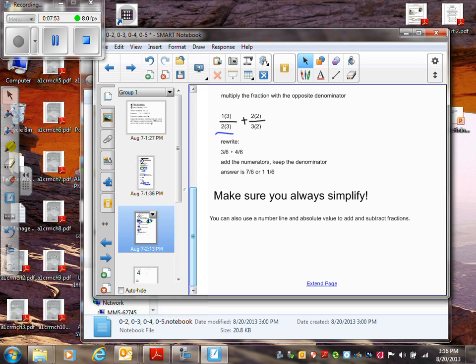You could also use a number line and absolute value to add and subtract fractions. It's the same thing as in 0-3 with the number line. You're just using fractions instead of whole numbers.